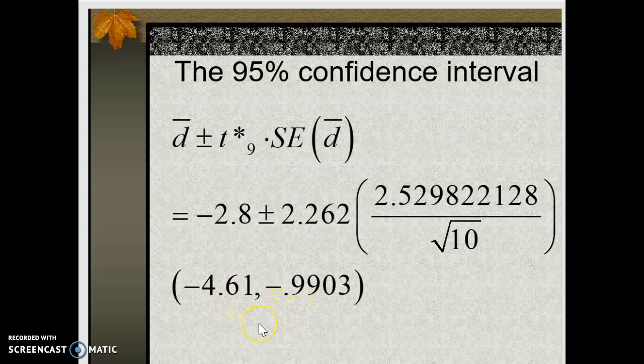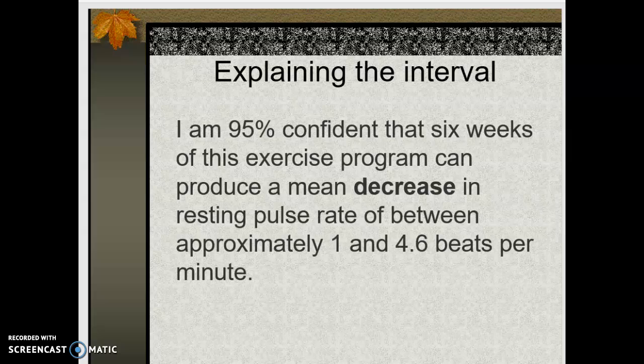This verifies, first of all, that we've made the correct choice to reject the null hypothesis because 0 is not included in that interval. So what could we say? I'm 95% confident that 6 weeks of this exercise program can produce a mean decrease in resting pulse rate between approximately 1 and 4.6 beats per minute. Notice the language here and the context that also indicates the direction of the change. That's pretty important. Now that we've done all that by hand, that's actually the end of the example.